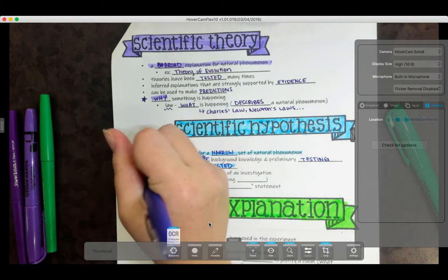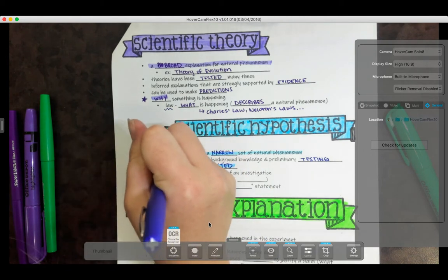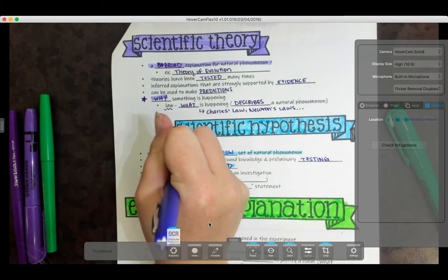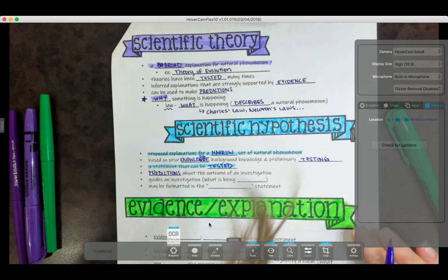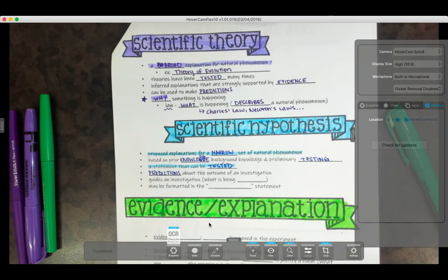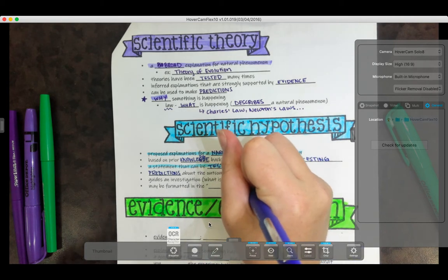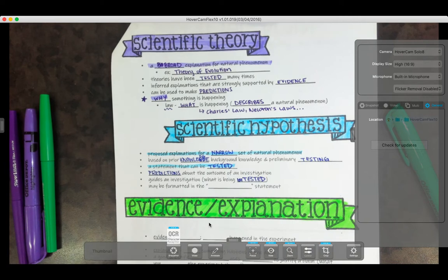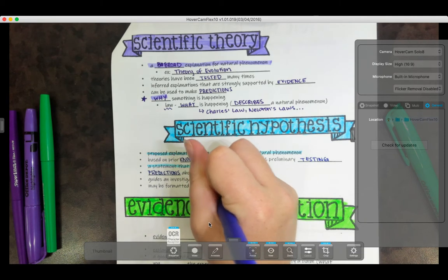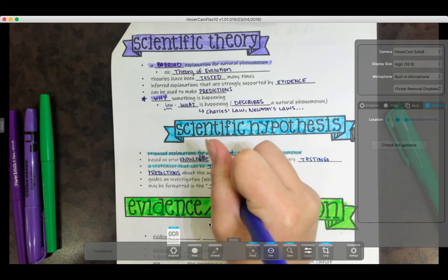Okay, so hypotheses are also predictions about the outcome of an investigation. So we might predict what's going to happen in an investigation. That's a hypothesis. It guides an investigation: what is being tested in that investigation? So often hypotheses are formatted in if-then statements.